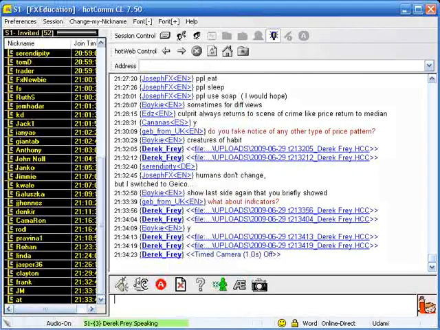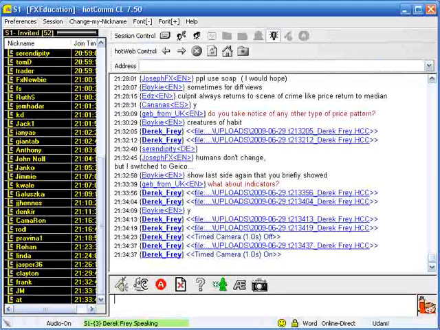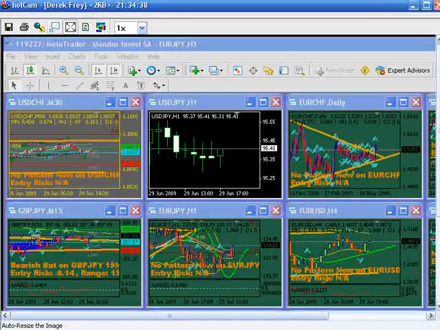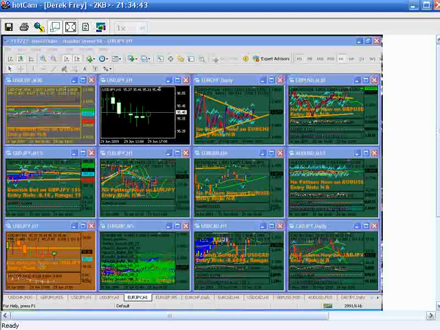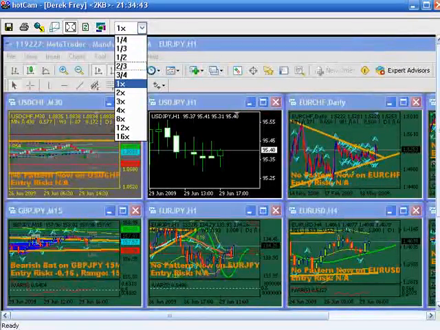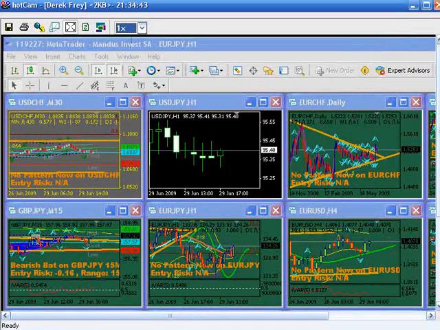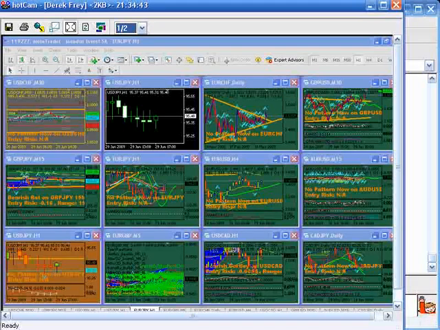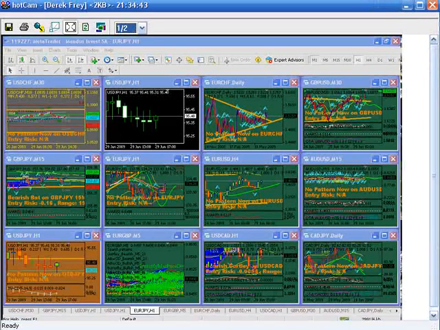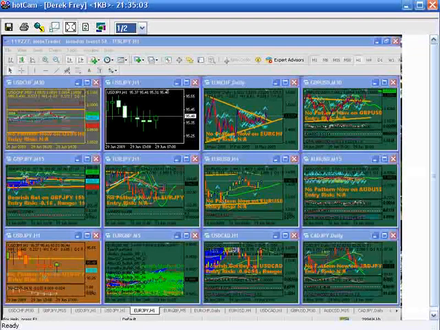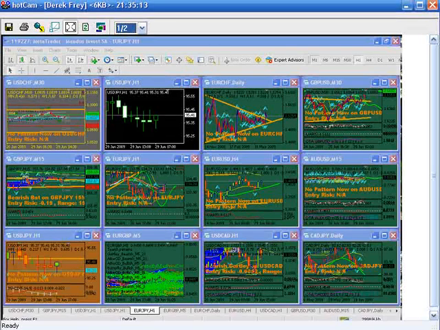All right, so let's go through some examples. The culprit always returns to the scene of the crime, like price returns to the median. I've never looked at it that way, but that's interesting. I'm not saying it's wrong or right. I know what you're saying about criminals returning to the scene of the crime. That's certainly true enough. I've never run numbers to look at it that way, but it certainly sounds like another good example of human nature.